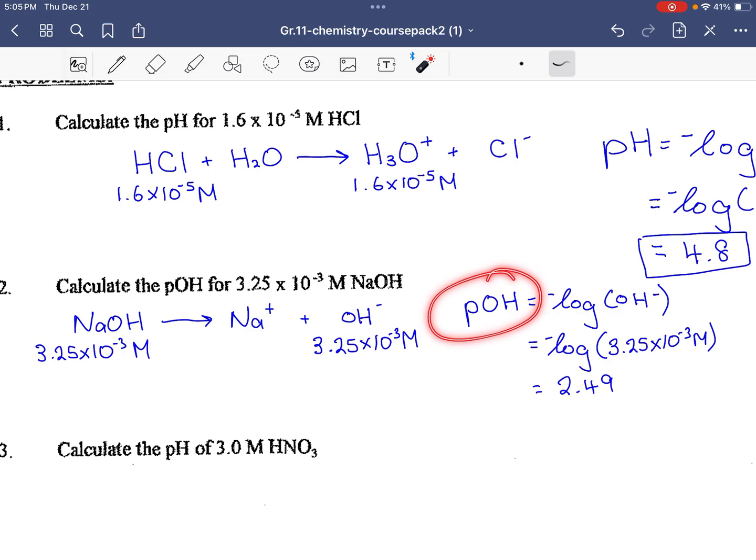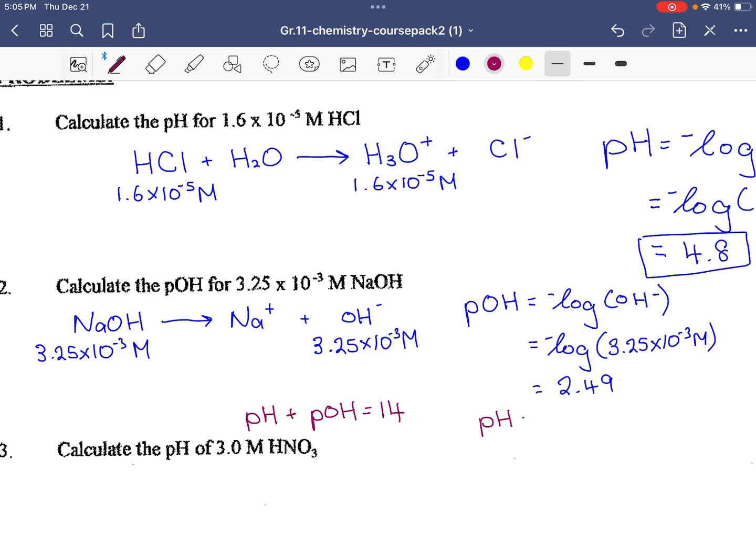This was a pOH. So how do you turn pOH into a pH? Well, you need another formula. The formula here is pH plus pOH is equal to 14. So yes, you can call it magic number 14. So to find pH of a base, you take 14 and you subtract pOH from it. All right, and this will give you a number that is more basic looking, I guess. So 11.51.